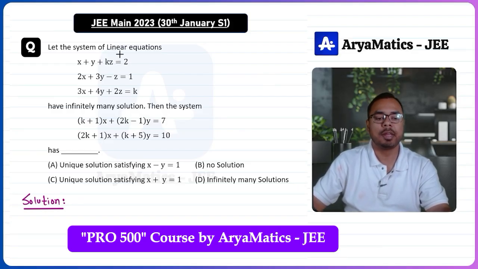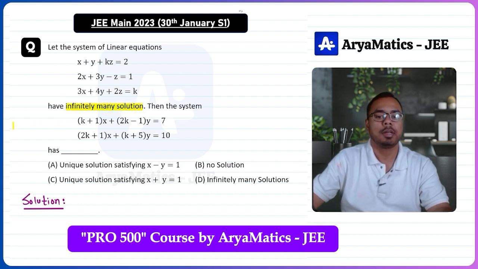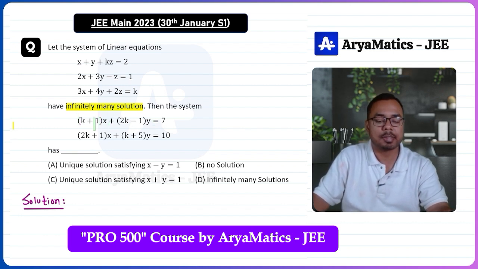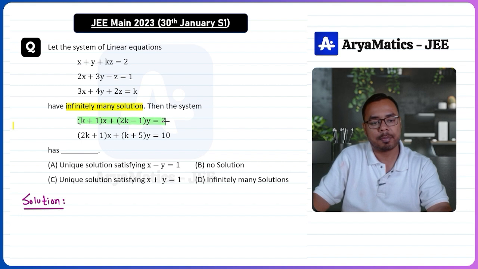Consider the system of linear equations. There are three equations and three unknowns x, y, z, right? Three variables. If this system of linear equations has infinitely many solutions, then we have to comment about another system of linear equations in k. Variables are x and y, and we have this system of linear equations, two equations, two unknowns, right?